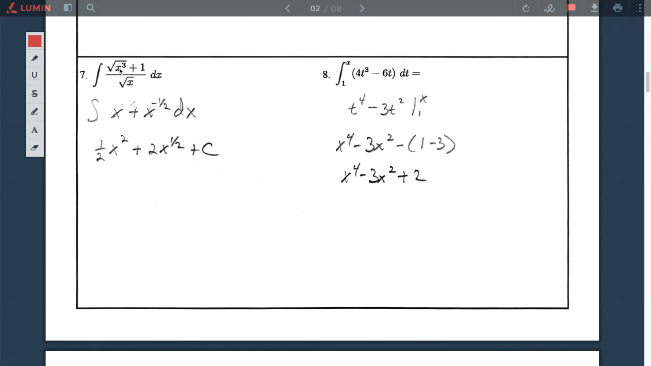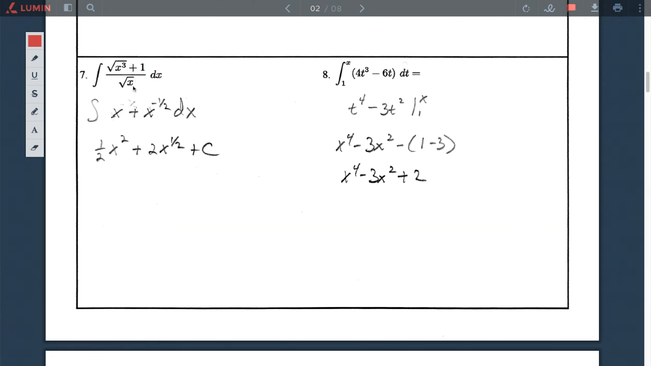So this right here is actually x to the 3/2, and this is x to the 1/2. So when I have x to the 3/2 divided by x to the 1/2, I am subtracting the exponents. So 3/2 minus 1/2 gives me 1. So that's why this is just x to the first.